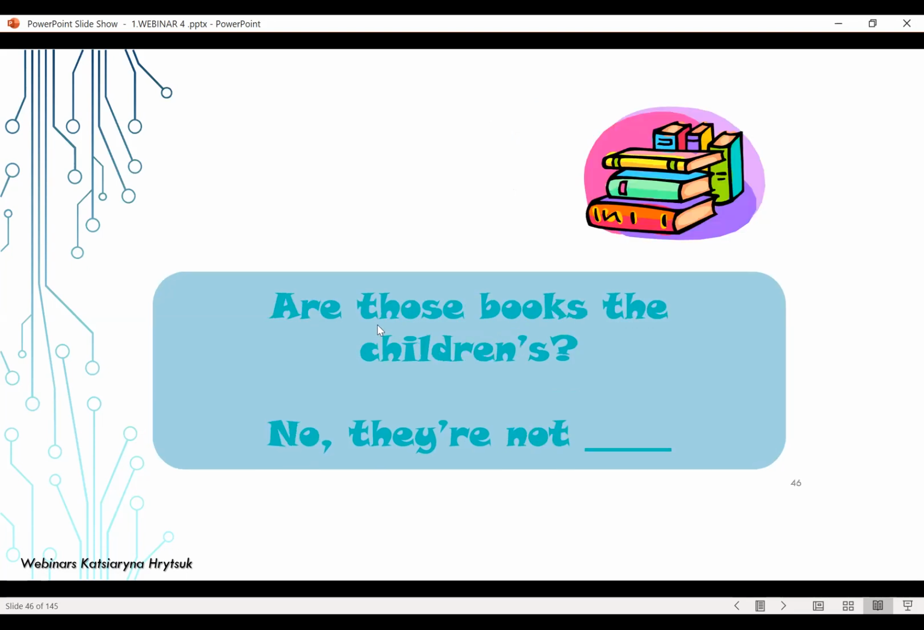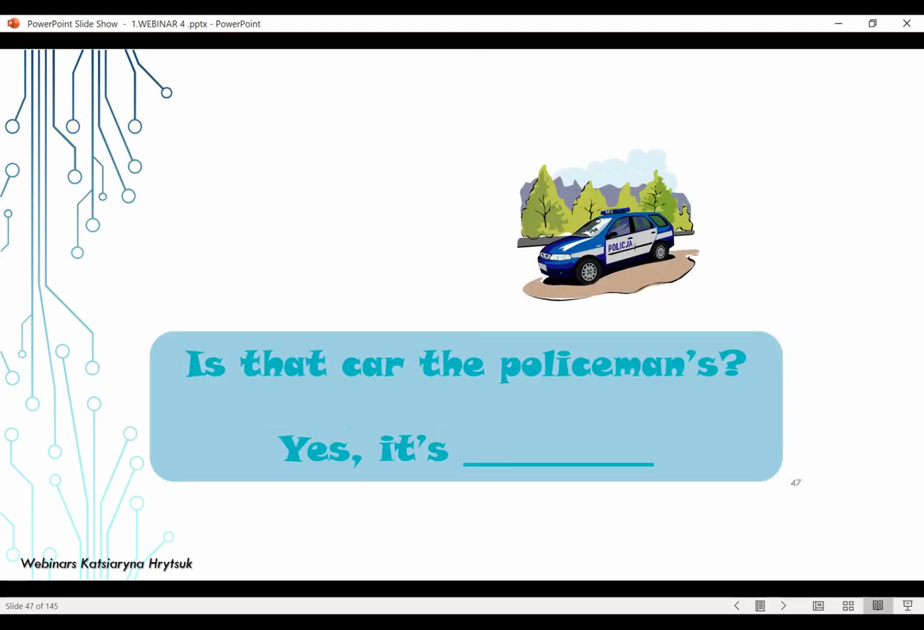Next, Zhenya. Are those books the children's? Again, those. We finished demonstratives. Those: it's the letter O in an open syllable, read O. Those. Okay. Are those books the children's? No, they are not. They aren't theirs. Okay, they are not theirs.